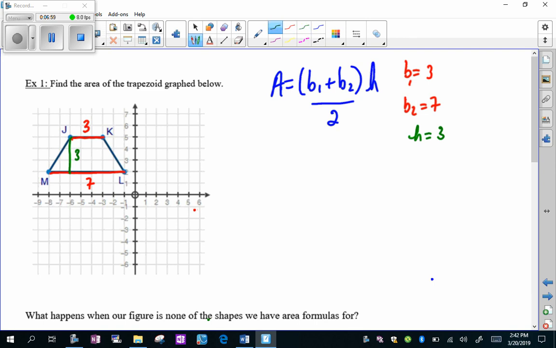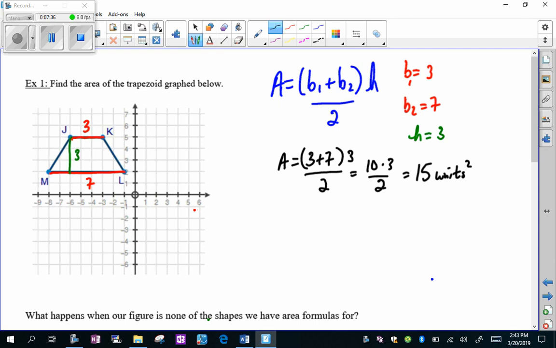So let's do that. So my area equals 3 plus 7 times 3 divided by 2. So I get 10 times 3 divided by 2. Okay, and that's 30 divided by 2, which is 15. Now it's area, so it's going to be units squared.